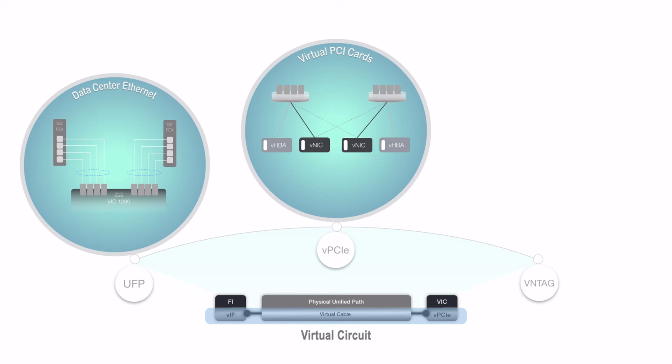VNICs and VHBAs are created when the blade is associated with a virtual server. The running hypervisor or OS has no knowledge of the underlying unified fabric infrastructure, and it treats the VNICs and VHBAs as regular server adapters.